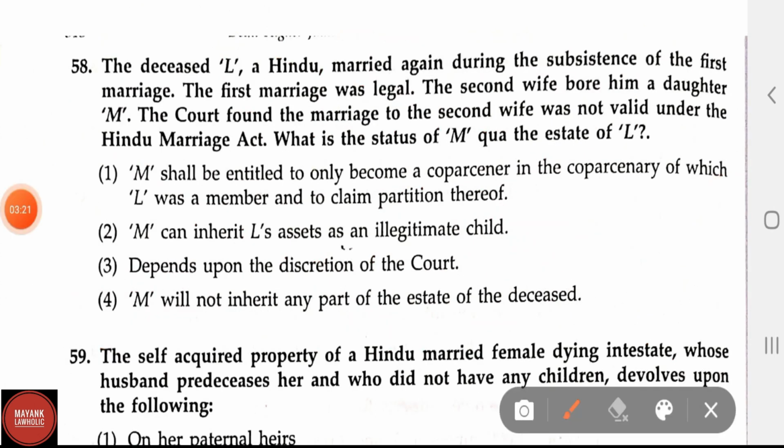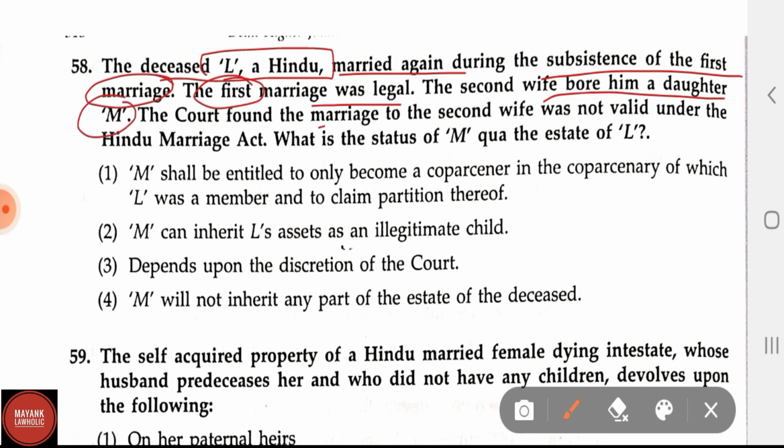Now question number 58. The deceased L, a Hindu, married again during the subsistence of the first marriage. The first marriage was legal. The second wife bore him a daughter M. The court found the marriage to the second wife was not valid under the Hindu Marriage Act. What is the nature of M qua the estate of L?